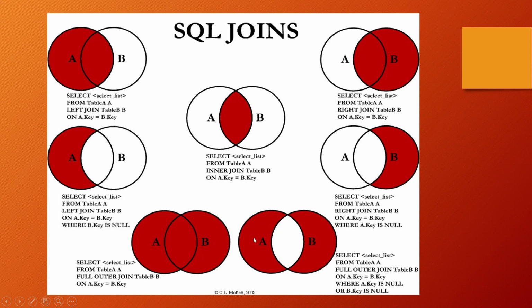While in these three cases we will have left join where B dot k is null. So as we aren't taking this intersection part, and this is a part of B as well, we will write B dot k is null. Here we will write A dot k is null. Here we write where A dot k is null or B dot k is null.